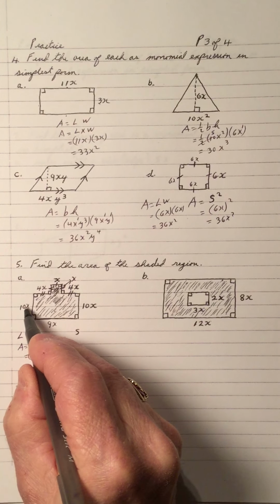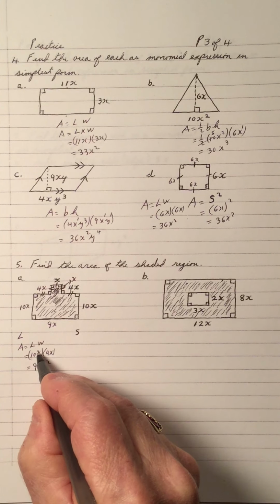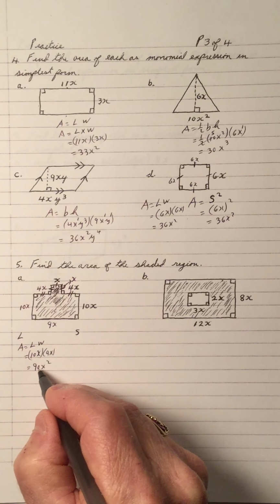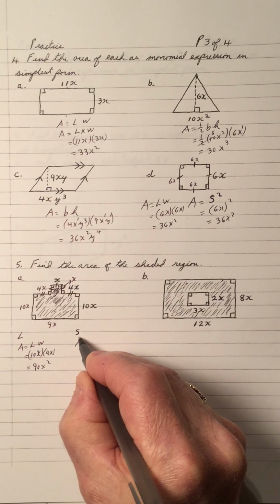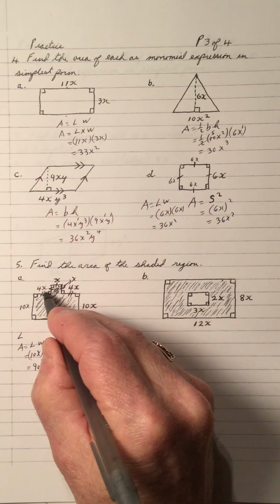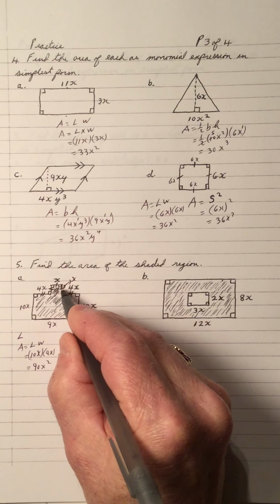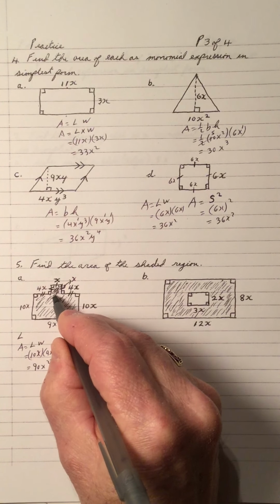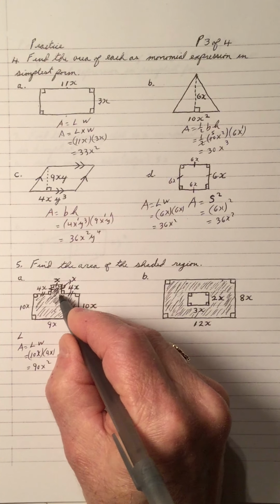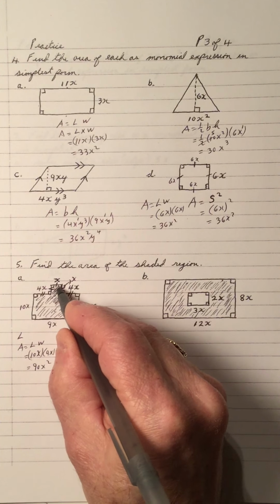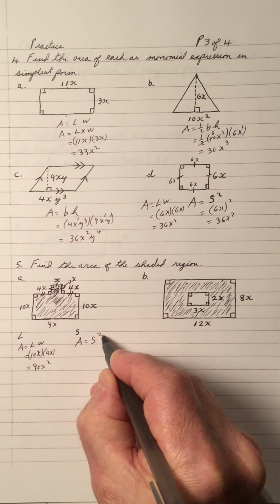Again, the length, 10x, is longer than 9x. So we put the length for 10x, 9x, 90x squared. And the small one is different. That's an x, that's an x, and that's an x. So this has to be an x because this is a square. So that means the area is S squared.